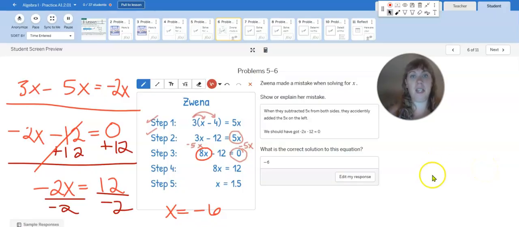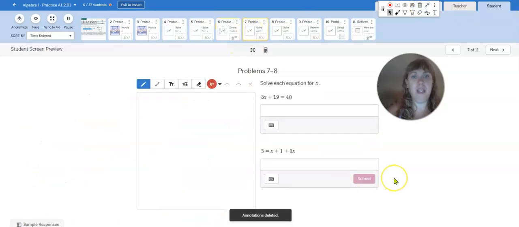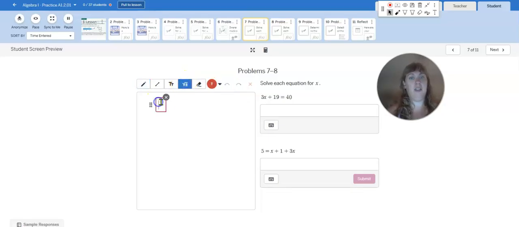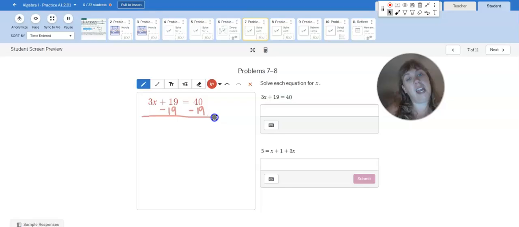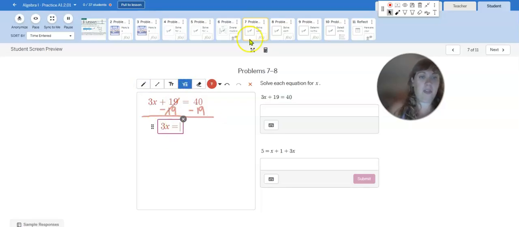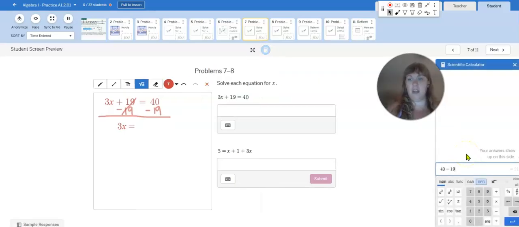Few more problems to go. Y'all got this. Let's look at the next one. Solve each equation for x. Okay, let's look at the first one. We have 3x plus 19 equals 40. So we want to subtract 19 on both sides. Our goal is to get x alone. So then we have 3x equals 40 minus 19 is 21.